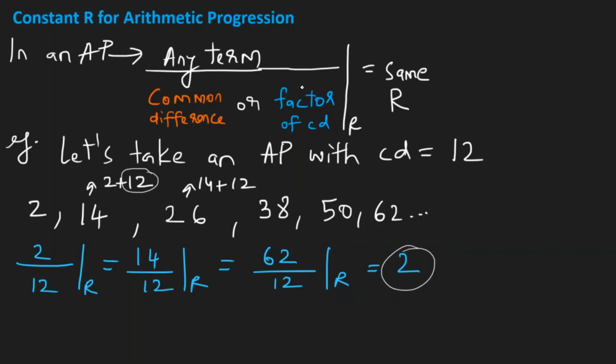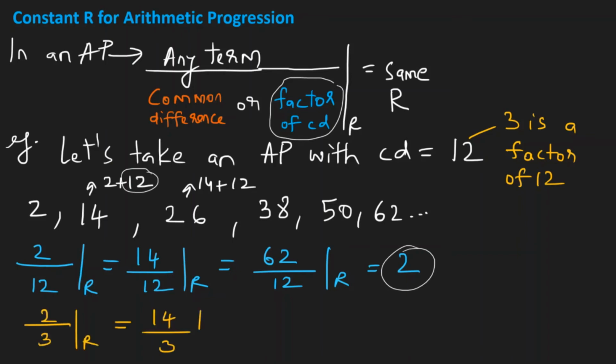Another thing is over here we have said that you could also divide by a factor of the common difference and get the same remainder. Now, we know that 3 is a factor of 12. So let's try whether all these terms give the same remainder when you divide by 3. 2 divided by 3, 14 by 3, 26 by 3, 62 by 3, all of these give me the same remainder, 2 itself, right? In the case of 26 by 3, 24 is 8 into 3. So 26 is 24 plus 2. So your remainder over here is also 2.